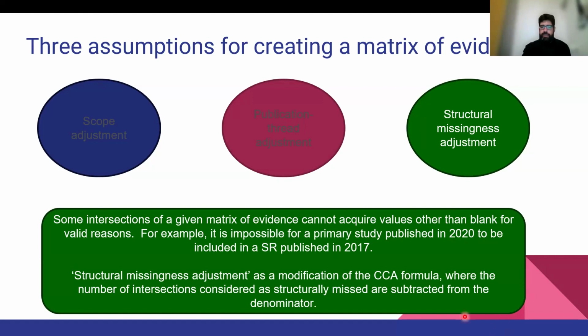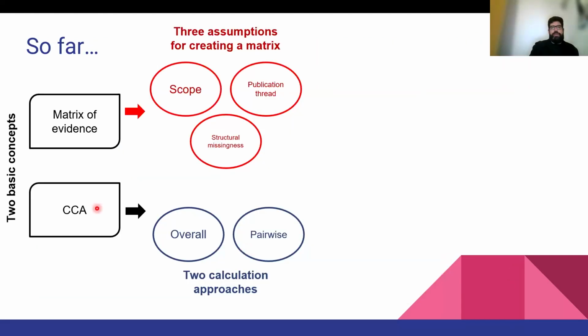So when you adjust by structural missingness, what you're doing is modifying the CCA formula, and the number of intersections considered structurally missed is subtracted from the denominator. So, starting from these two basic concepts, we can calculate CCA as an overall or pairwise approach, and we can make several assumptions for creating a matrix of evidence. For example, I can adjust by scope, but not by publication thread or structural missingness, or I can adjust by the three factors, or none of them. I can do any combination.